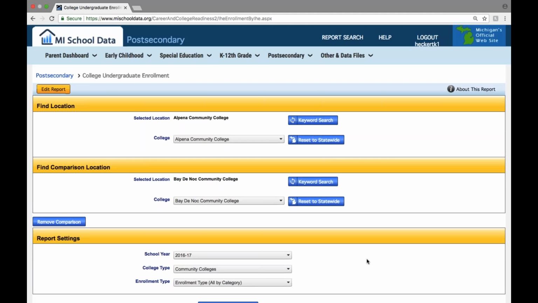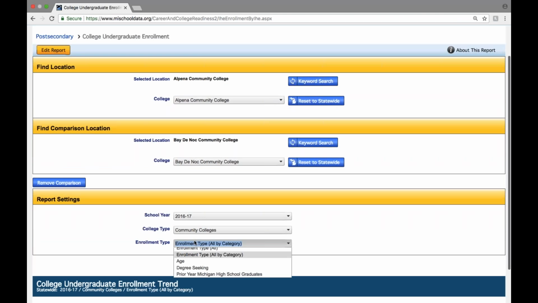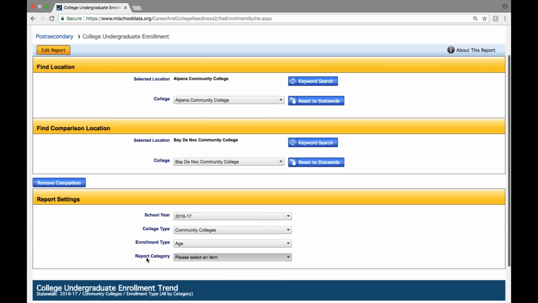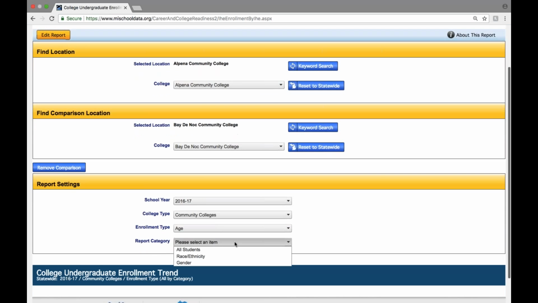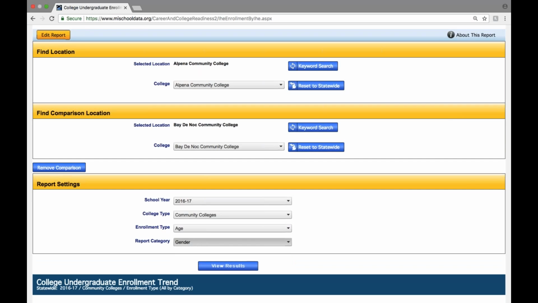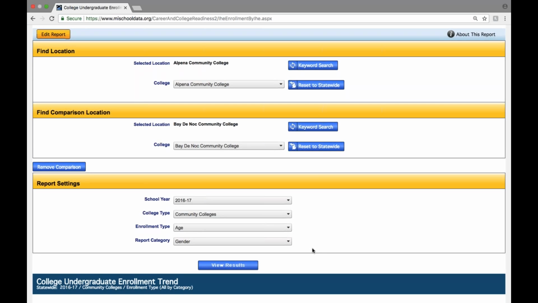I'm going to switch up my enrollment type to age. And the second I get off of that all by category, where we saw all age, degree seeking, and prior year, I get report categories. So I could figure out by race, ethnicity, the breakdowns, and by gender. And I'll click gender right now and hit view results.